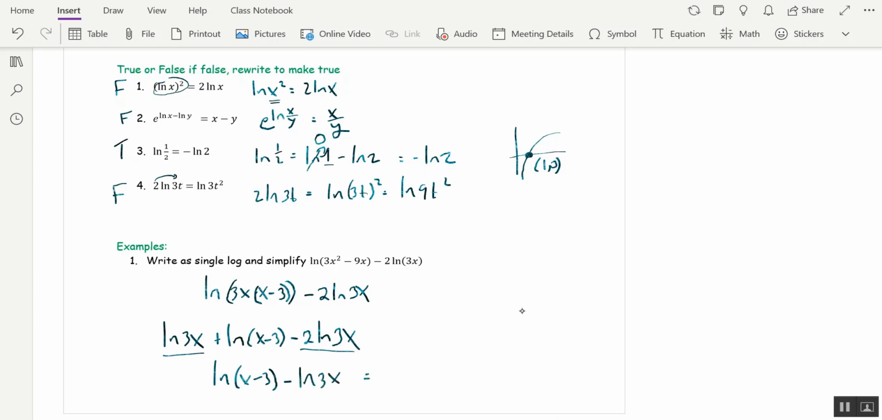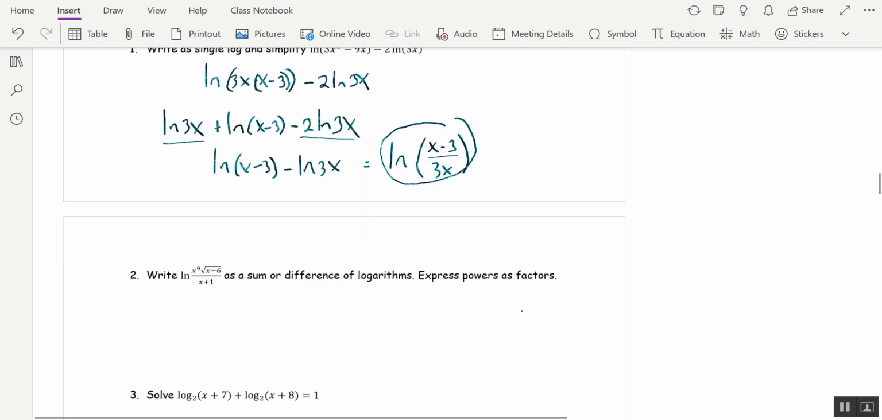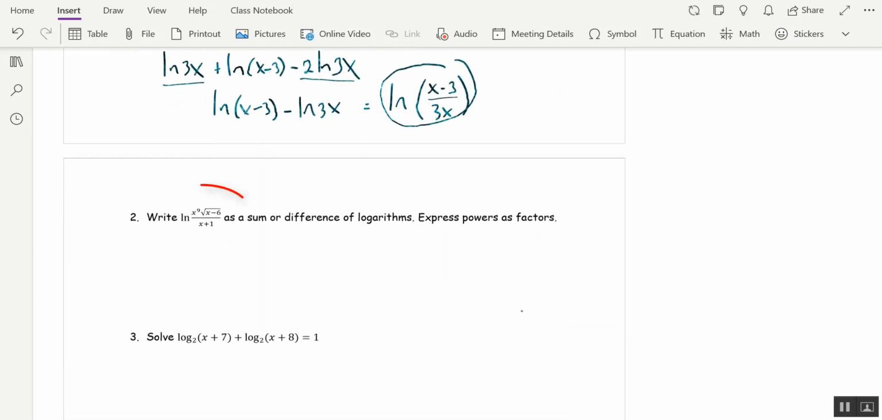And finally, we can write that as a single log. That's ln of x minus 3 over 3x. And that's fully simplified. Okay, let's do 2 more. Write this expression as a sum or difference of logarithms. Express powers as factors. That means bring exponents down. So if I start just using the division property, this is ln of x to the 9th root x minus 6 minus ln of x plus 1. And you need the parentheses around the x plus 1 because you're taking log of the whole thing.